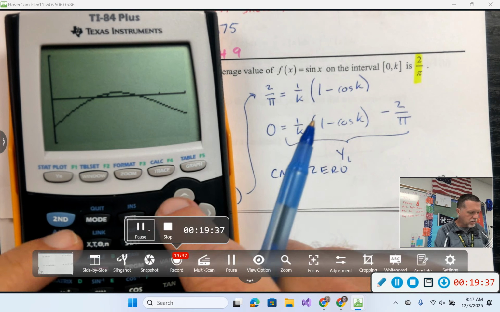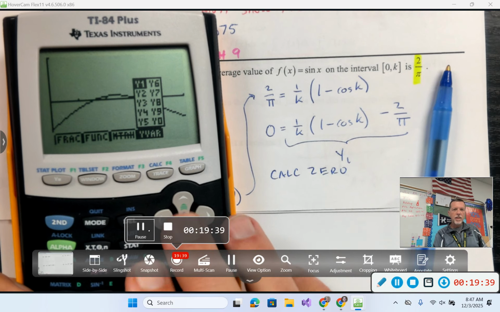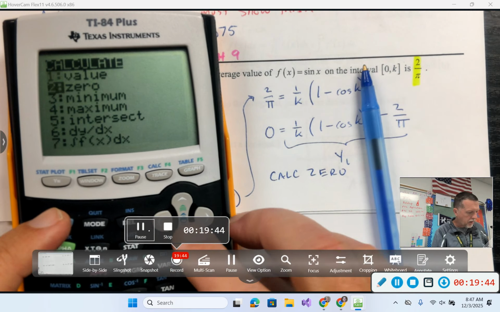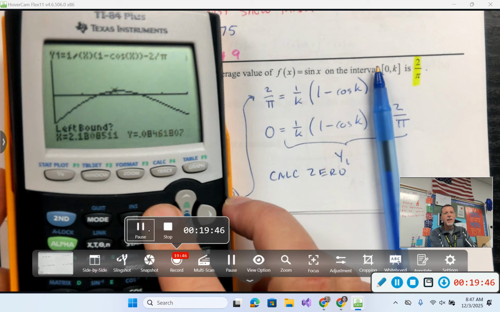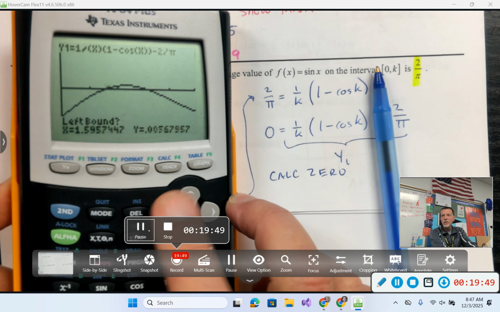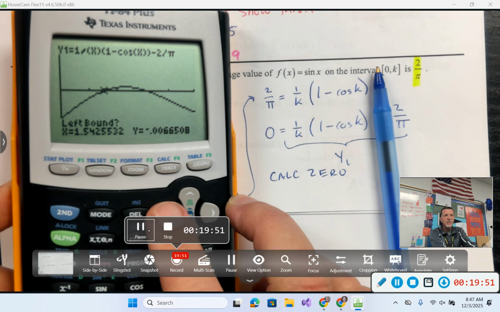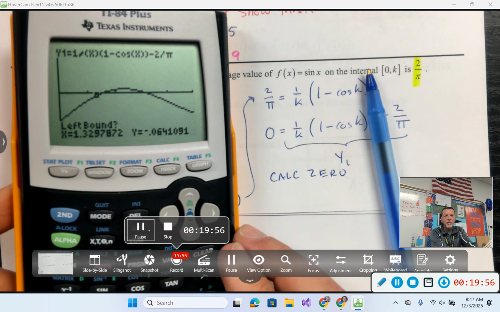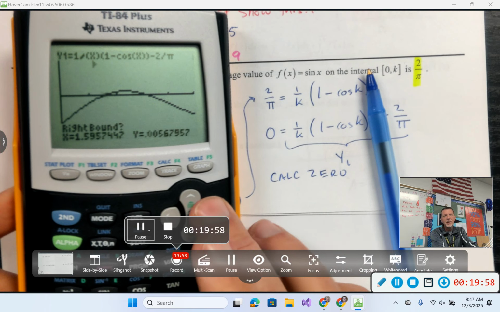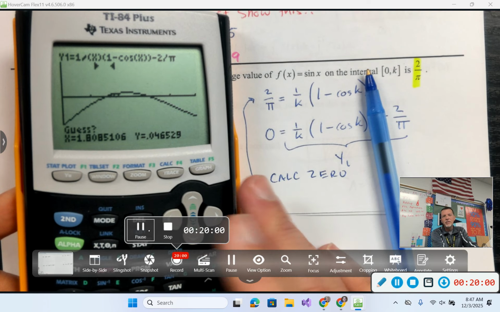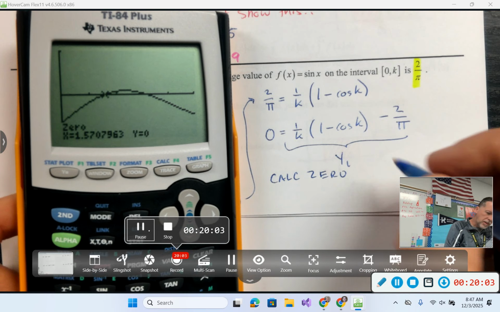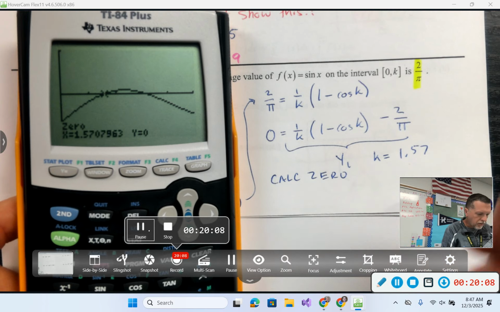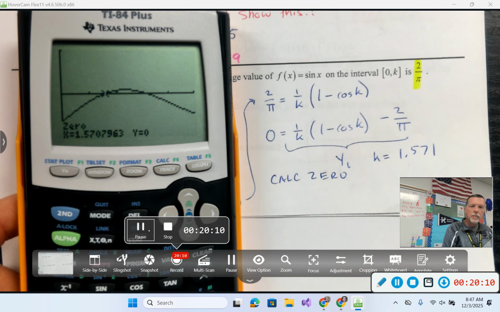Okay, second Calc, 0. Ooh, that's not what I wanted. Second Calc, there we go. And then it walks you through how to find the zeros. Have you all done this before? Okay. So it walks you through. Left bound means get to the left of the 0. Press enter. Right bound means get to the right of the 0. Press enter, and then you can just press enter again. So there's one of my answers: 1.571.